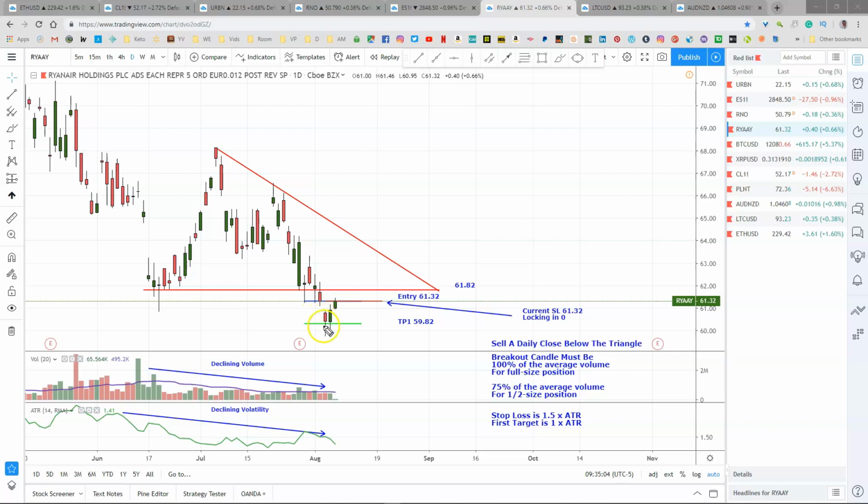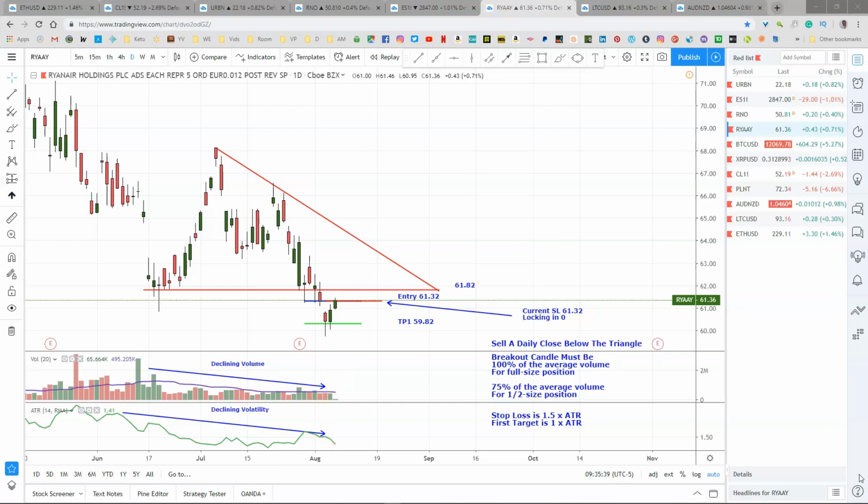And here you go. Ryanair came down and hit our target on Monday, popped up yesterday, didn't take us out, popped up some more today, and we are out, break even on the second half. So we probably made about $850 profit right here, and we're done with this one.